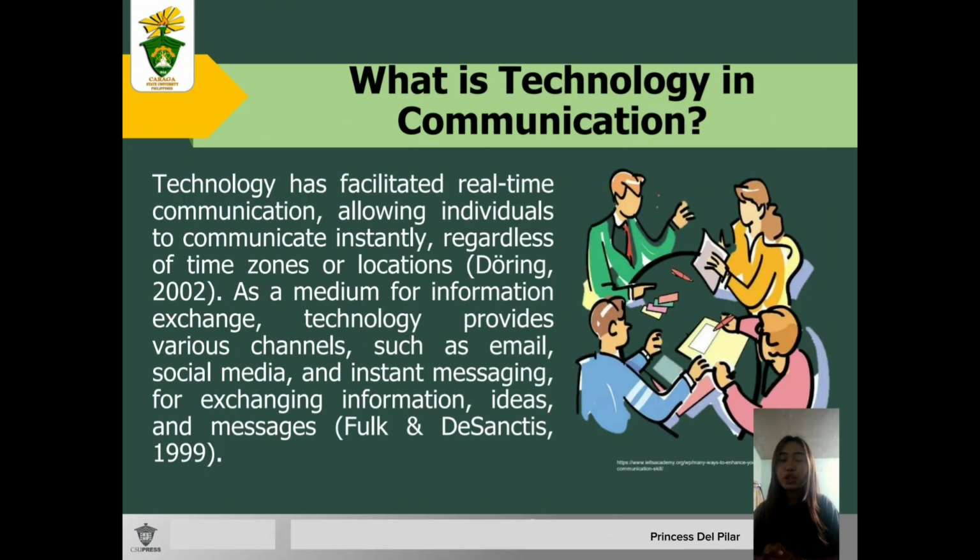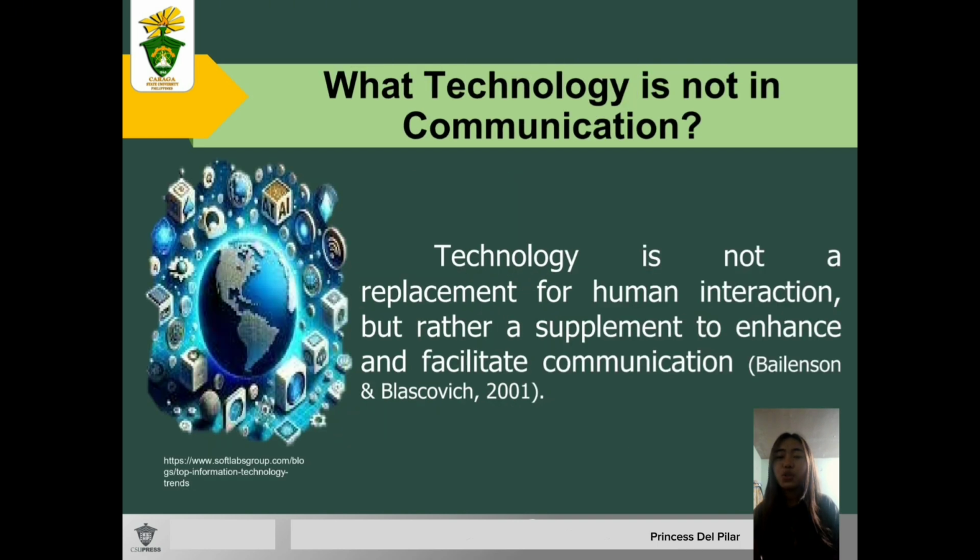What is technology in communication? Technology facilitates real-time communication across geographical and temporal boundaries, providing diverse channels for information exchange. However, it's crucial to understand that technology is not a replacement for human interaction. Instead, it serves as a supplementary tool to enhance and facilitate communication. The effective use of technology in communication requires a balance between technological tools and genuine human interaction.